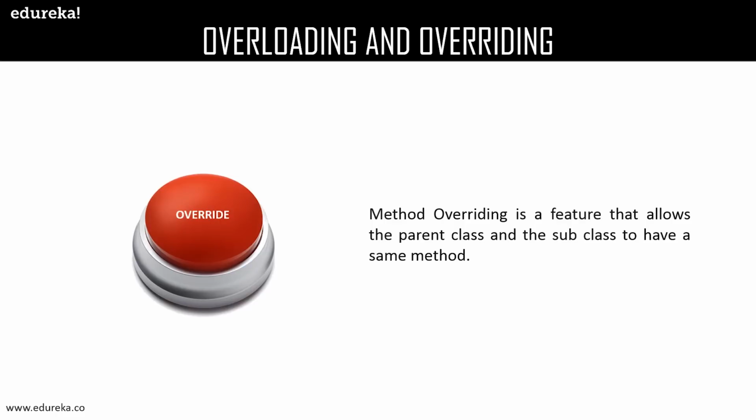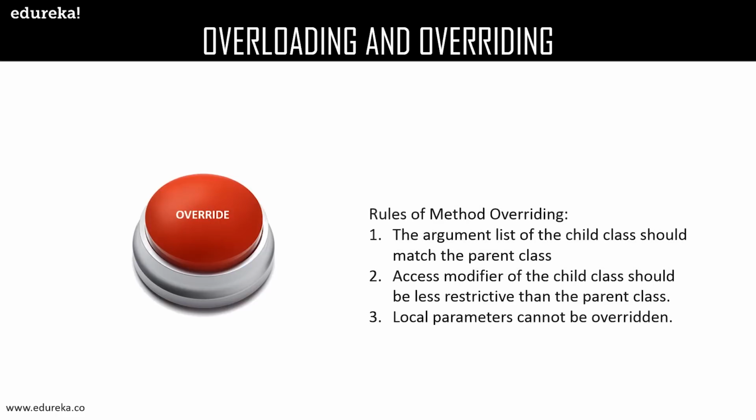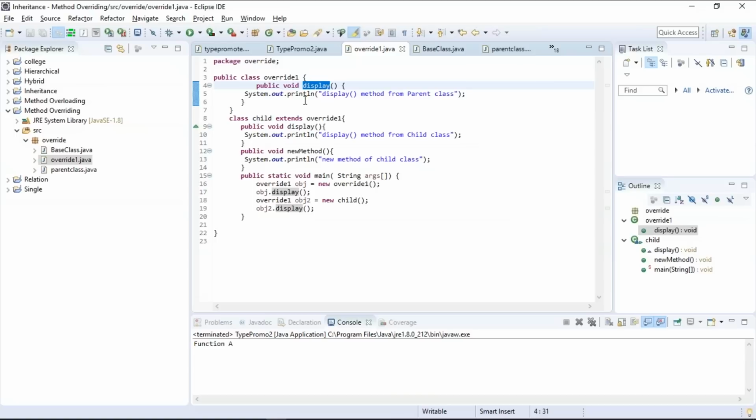Method overriding is a process where both the child and parent classes have the same methods. There are also some rules for method overriding. The argument list of the child class should match the parent class. The second one is the access modifier of the class should be less restrictive than the parent class. And the third one is local parameters cannot be overridden. Local parameters in the sense the parameters with access modifiers as private, static, and similar ones. Let us see each one of these rules practically.